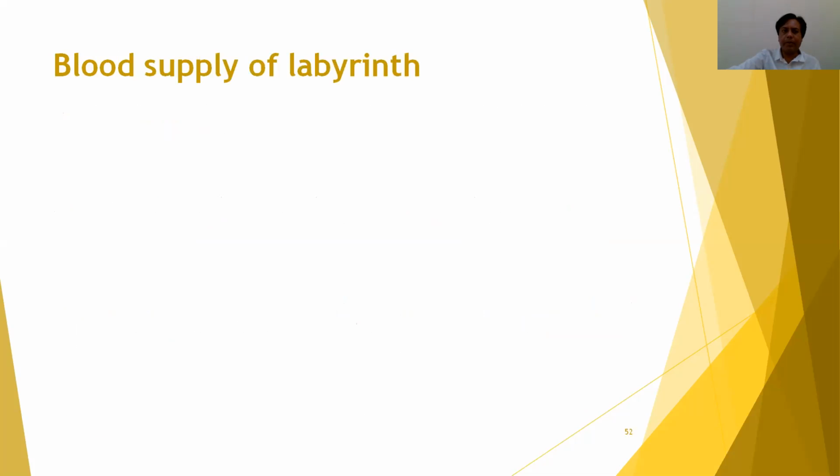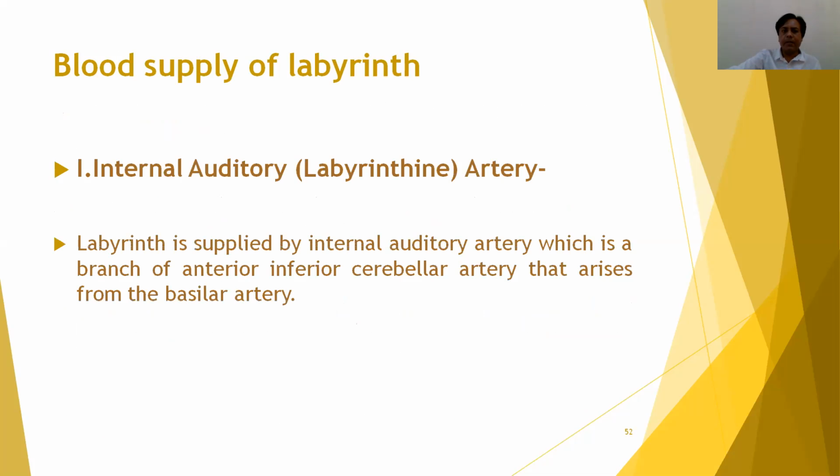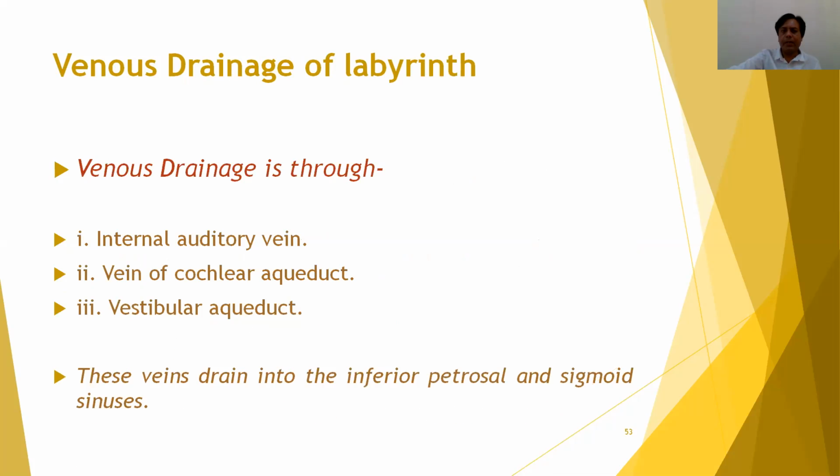Then blood supply of labyrinth. Firstly, internal auditory, that is labyrinthine artery. Labyrinth is supplied by internal auditory artery, which is a branch of anterior inferior cerebellar artery that arises from the basilar artery. Then venous drainage of labyrinth. Venous drainage is through internal auditory vein, vein of cochlear aqueduct, and vestibular aqueduct. These veins drain into the inferior petrosal and sigmoid sinus.